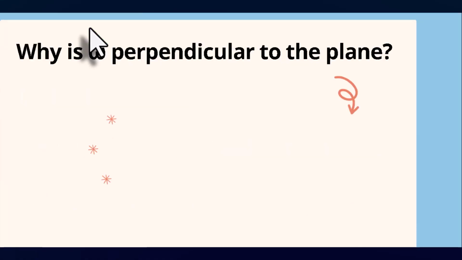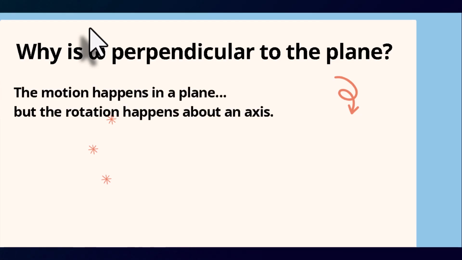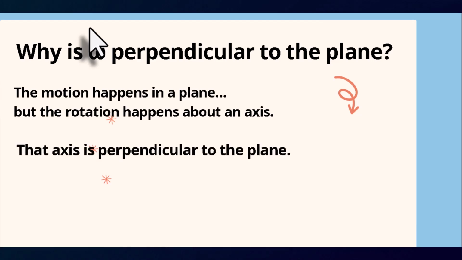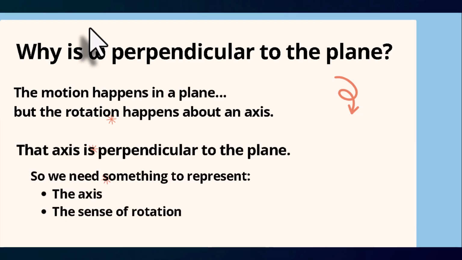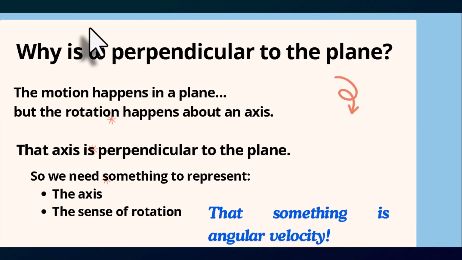Now comes the most important part. Why is omega perpendicular to the plane? This is where most students feel something is artificial. Think carefully. The motion happens in a plane, but the rotation happens about an axis. And that axis is perpendicular to the plane. So, we need something to represent the axis and the sense of rotation. And that something is angular velocity.